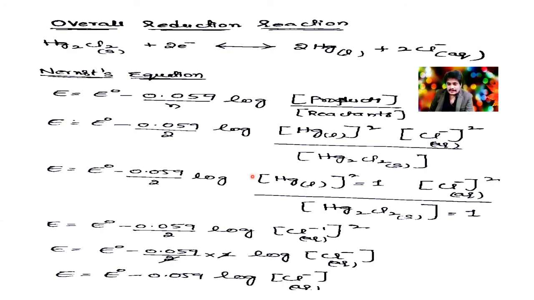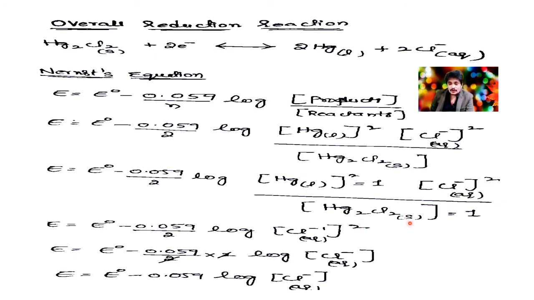So accordingly, mercury is the liquid. Since it is a liquid, its value is considered as unity. And Cl minus is the ion. Since it is an ion, based on what I have explained to you, it is very clear that its value should be considered. It should not be considered as unity. So Cl minus to the power 2. And mercurous chloride is a solid.